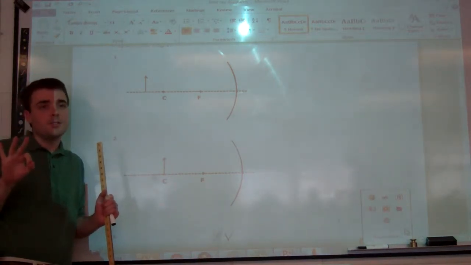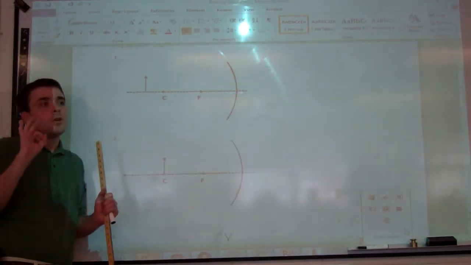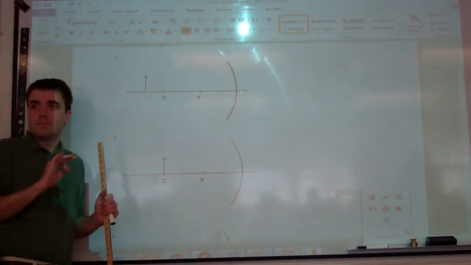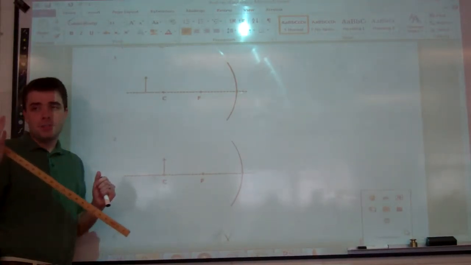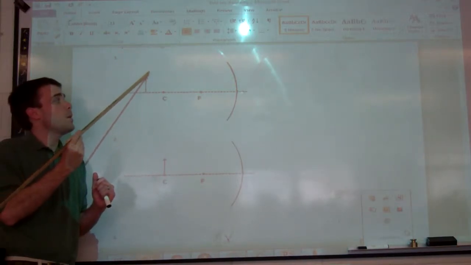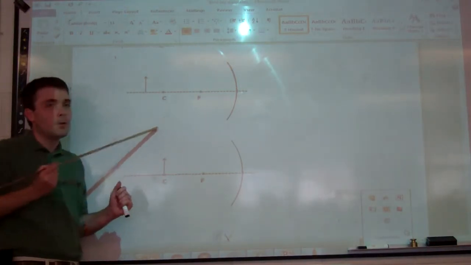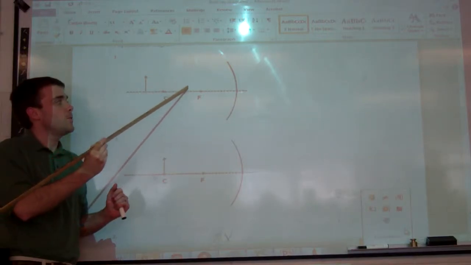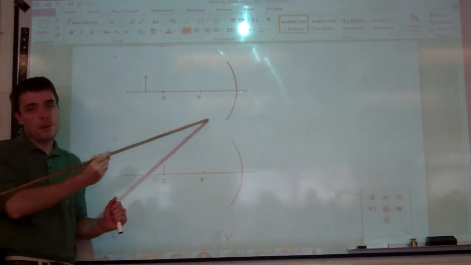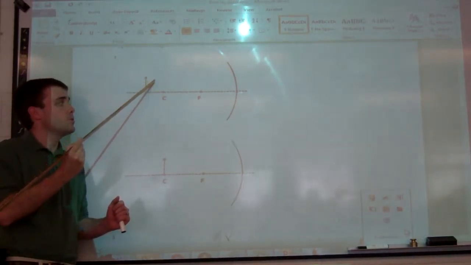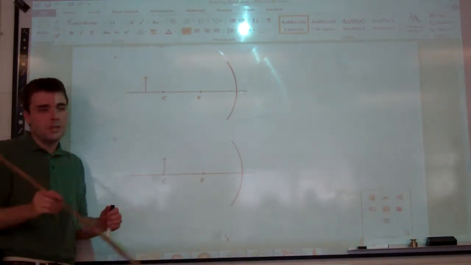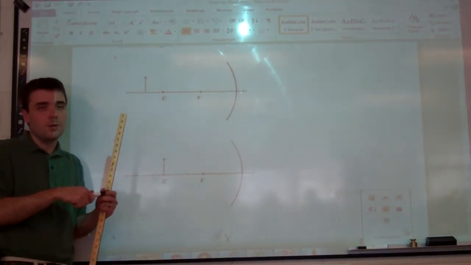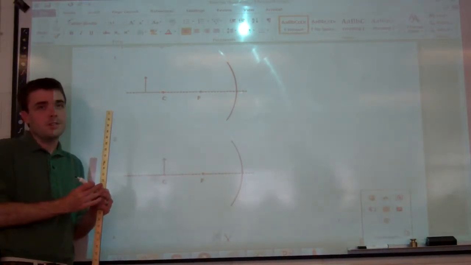There are three lines you can draw for all of these. The first goes parallel to the principal axis and back through the focal point. The second one goes through the focal point and back parallel to the principal axis. The third one goes through the center of curvature and back through the center of curvature. We're only going to use two of those at any given time, just because it's silly to do all of them.